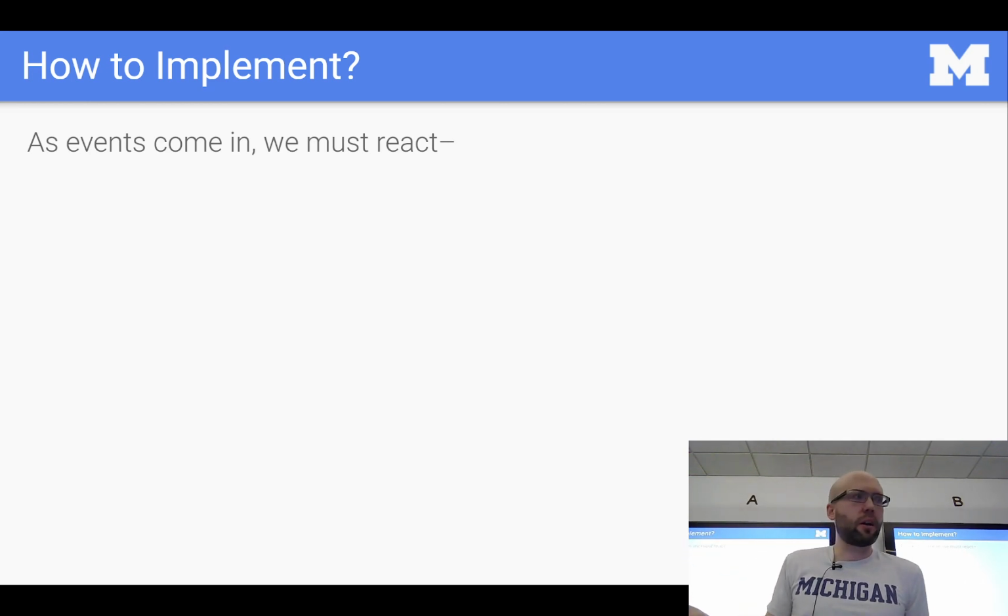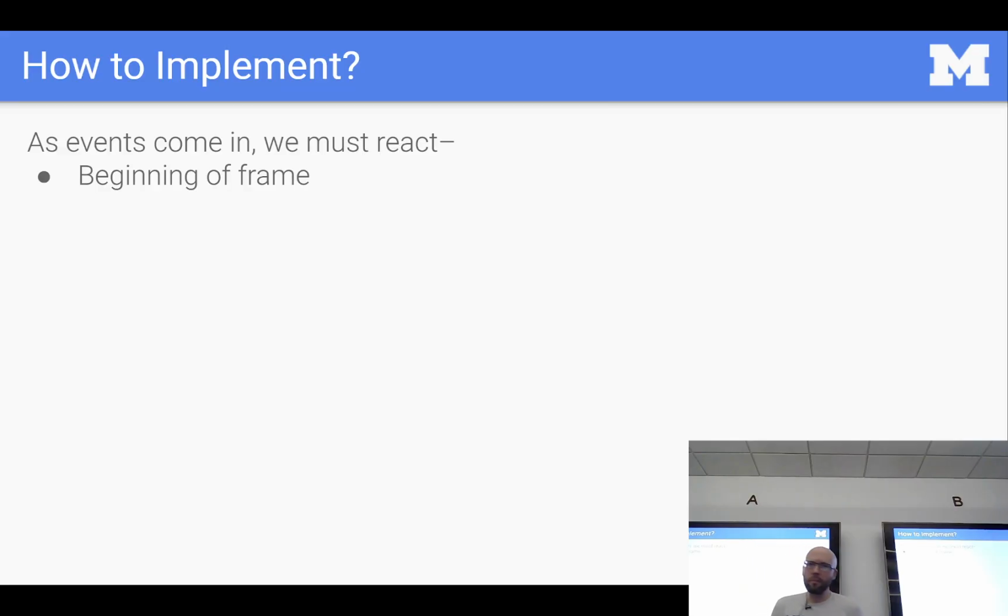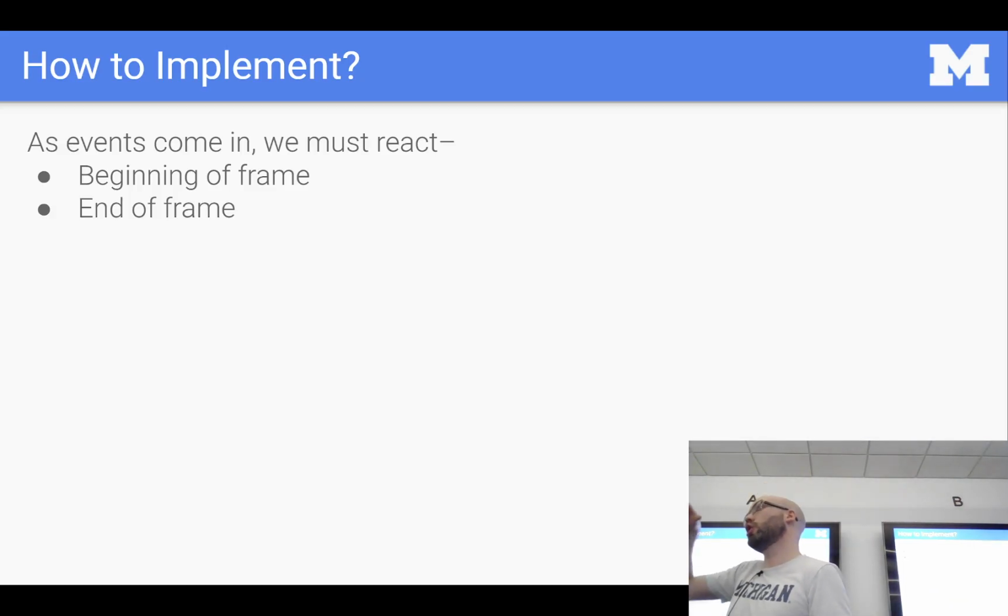And as events come in, we have to react to them. So at the beginning of our frame, we need a way to send that event to our input system for processing. Okay? At the end of the frame, we need to be able to run some logic to take all of our just down and just up events and promote them to the up events and down events, right?